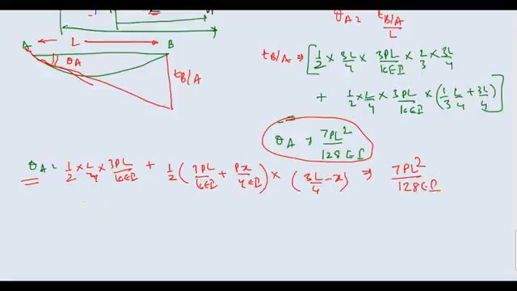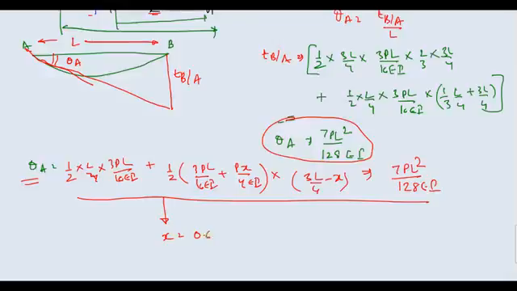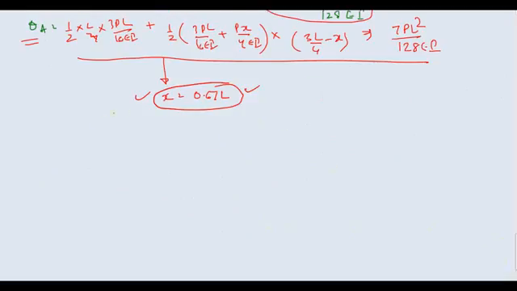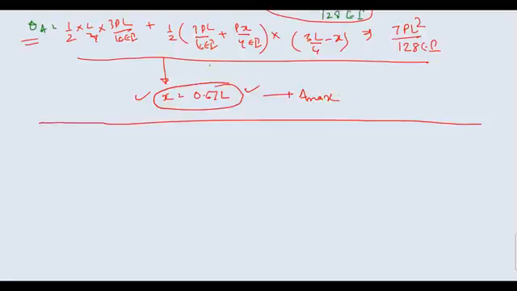You equate this, the only unknown in this equation is X. I have already done it to get the value of X. It will come out to be 0.67 L. Once you know the location of your maximum deflection, you can calculate the value of maximum deflection. I am leaving it to you. Just use the bending M by EI diagram and get the value of del max. Once the location is known, you will not have any problem.